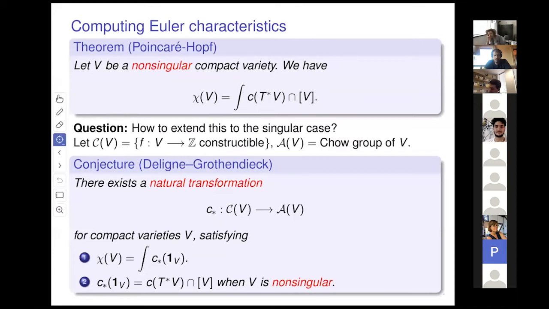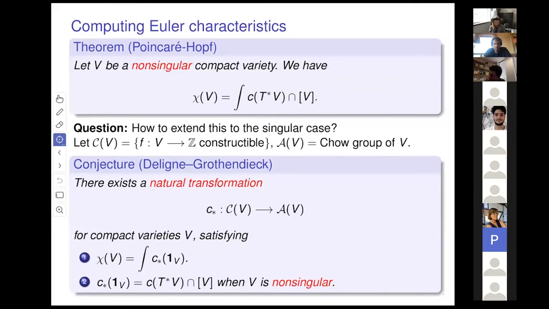So let me give you some notation. For my variety V, I'm going to write C of V for the group of constructible functions. We talked about this last time. And then A of V is just the Chow group. If you want to use different homology groups, you can, but let me do Chow. And there was a conjecture of Deligne and Grothendieck that said that there is a natural transformation from constructible functions to Chow homology, which satisfies two properties.